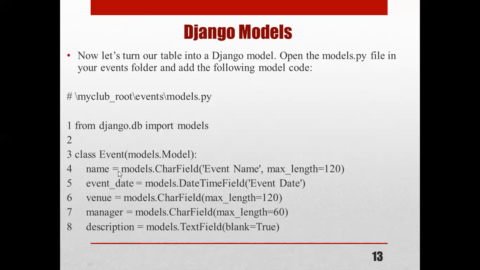For the name, it is models.CharField, which indicates that this is a character field. We give the label for the event name and the maximum length for that character field. Similarly for event date, models.DateTimeField, and the label is event date. For the venue, models.CharField and the maximum length of the venue. For manager, models.CharField and the length. For the description, it is a text field, models.TextField, and blank. We can leave this blank, that is, we set blank equals True.